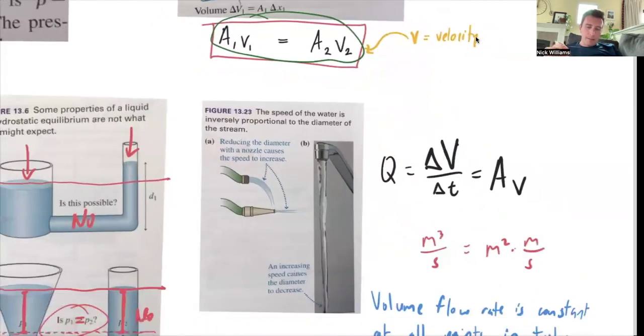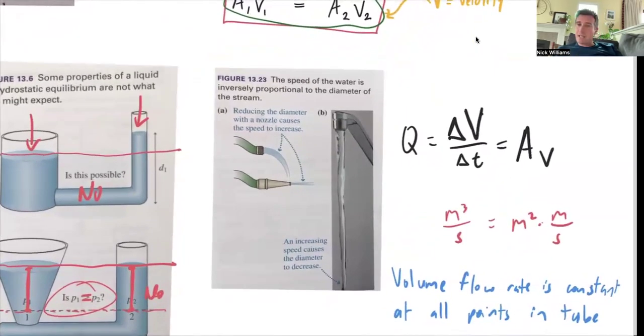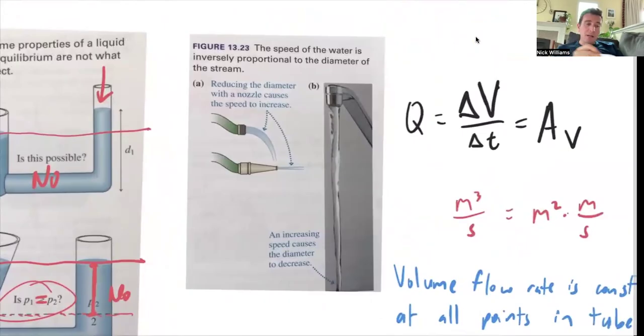All right, let's do an example. Let's see, the speed. No, this isn't an example. This is just another cool thing. The speed of the water is inversely proportional to the diameter of the stream. So if I have a big circle, I don't go as fast, and thus I fall down. If I have a very little circle, I'm going to come out way faster. Because I have a smaller circle, I need the same volume of water traveling out every second, and so I have to go faster.